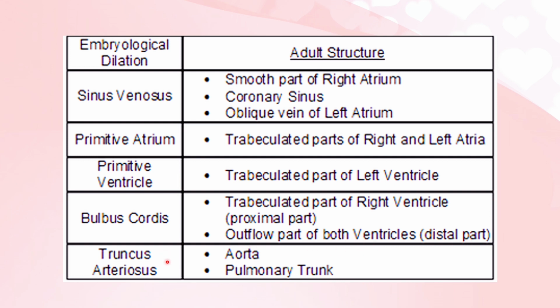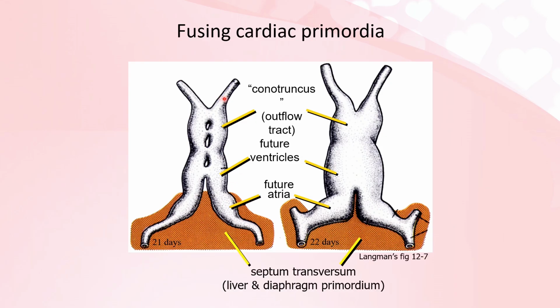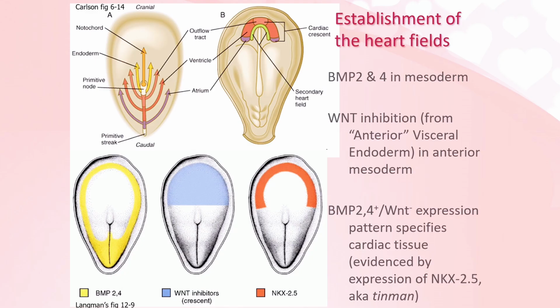The truncus arteriosus will form the aorta and the pulmonary trunk. So the different areas you can see that both heart tubes have started to fuse in the center. This is the outflow region, the future ventricle, the future atria, and after fusion you can see the outflow region, the future ventricle and the future atria.